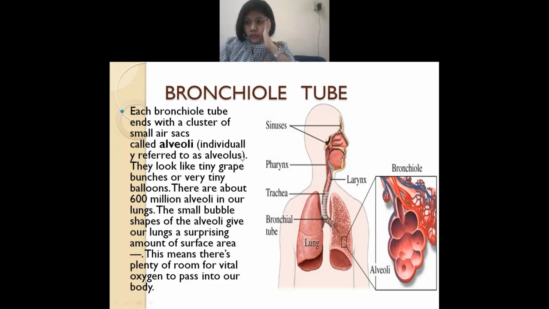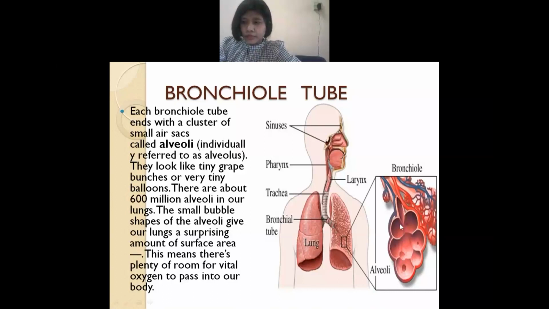Yes or no? Yes, ma'am. Okay, if we address them individually, singular, it is known as alveolus. If we address them all together, it is known as alveoli. And they look like tiny grapes.